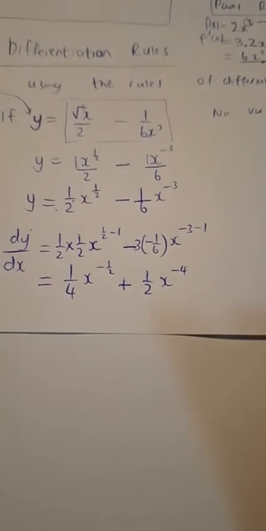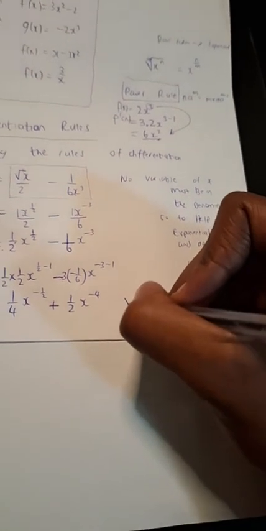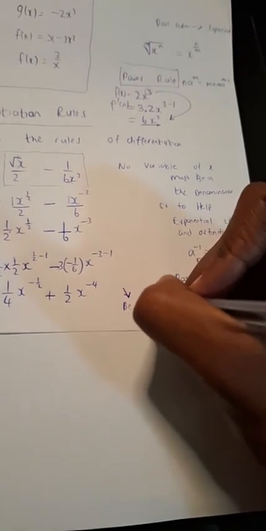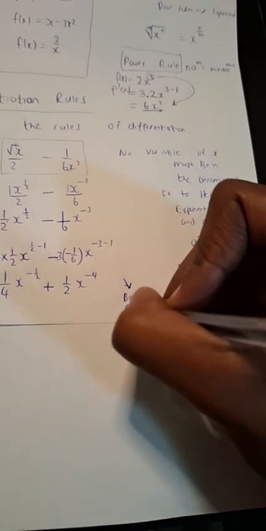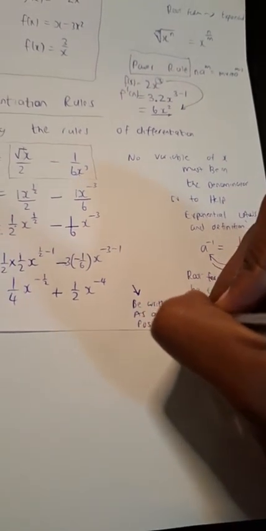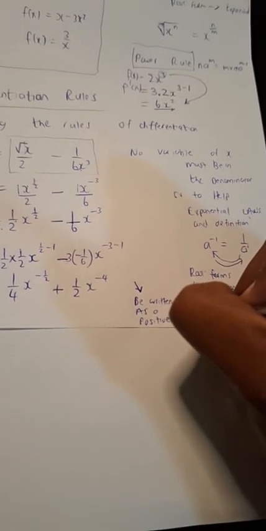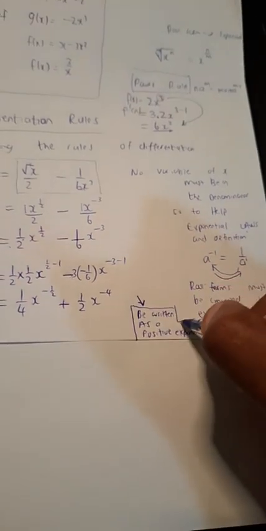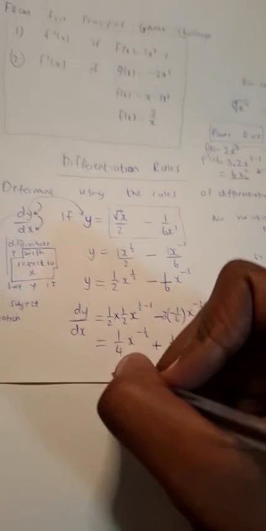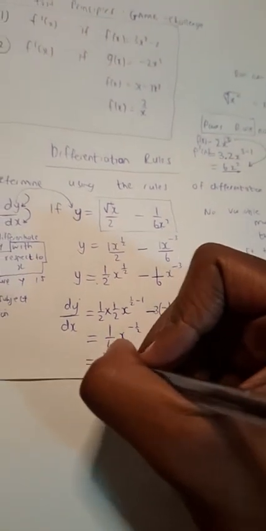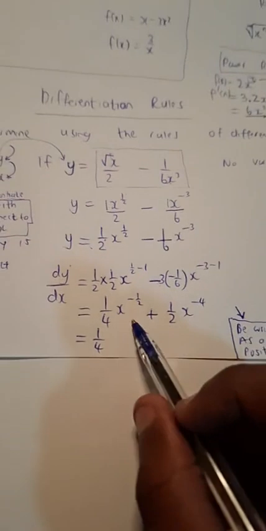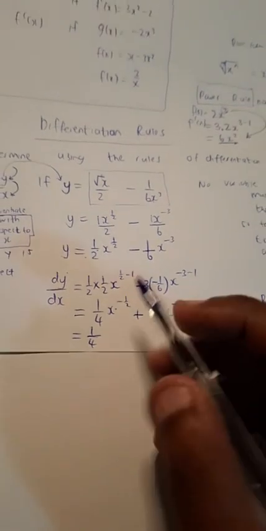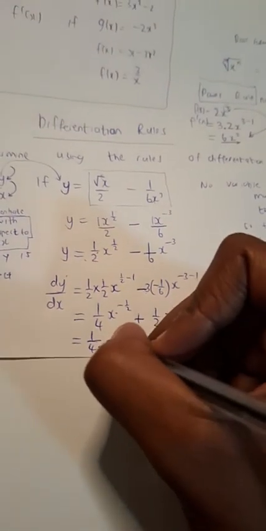Now, we don't end there. Our final answer, we prefer that final answers be written as a positive exponent. So we don't want any exponents being negative, but we want our exponents to be positive exponents. So when we finally write our answer, we have 1/4. This x to the power -half, which was in the numerator, can now be brought back to the denominator.